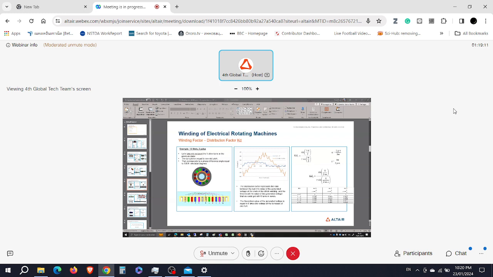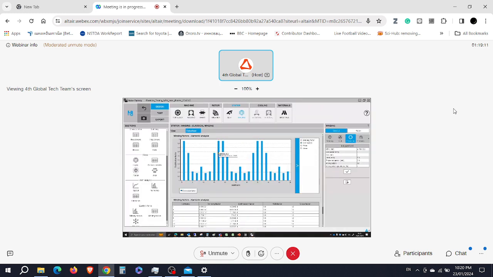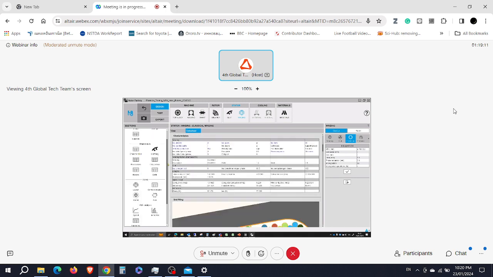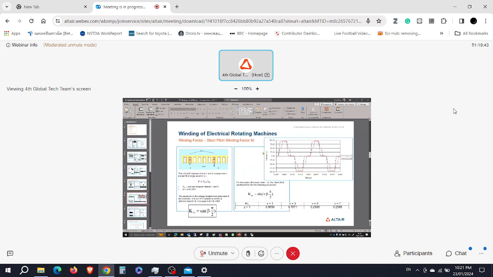Once again, in Flux Motor we have it already computed, and if we go to the characteristics, winding factor, we have the winding factor and the distribution factor. The pitch factor: there is no short pitch here, there is no skew, that's why they are equal to 1. And we have this winding factor that we will need tomorrow in our example to compute the number of turns. So Flux Motor gives it to you, and let's now talk about the short pitch winding factor, KR.